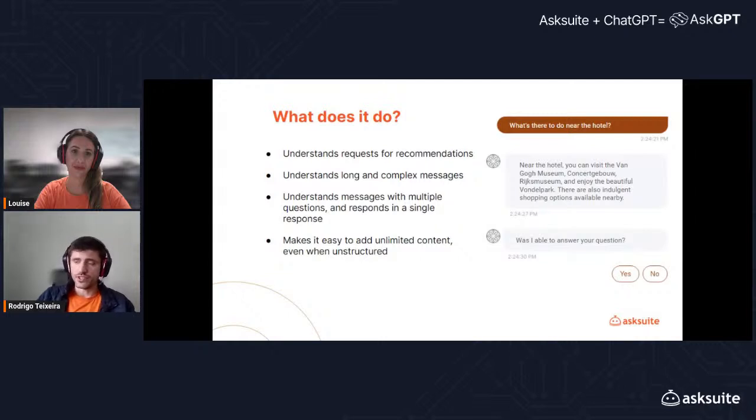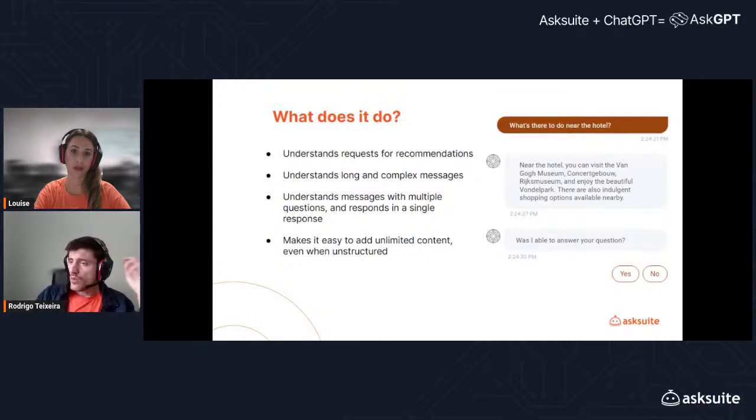And there are more advantages. So now with AskGPT, we will be able to understand requests for recommendations. As you can see in this example, what's there to do near the hotel, and the AskGPT algorithm is able to read all the info about a hotel on our platform, sometimes utilizing multiple pieces of information for a detailed response. So in this example, near the hotel, you can visit the Van Gogh Museum and so on.